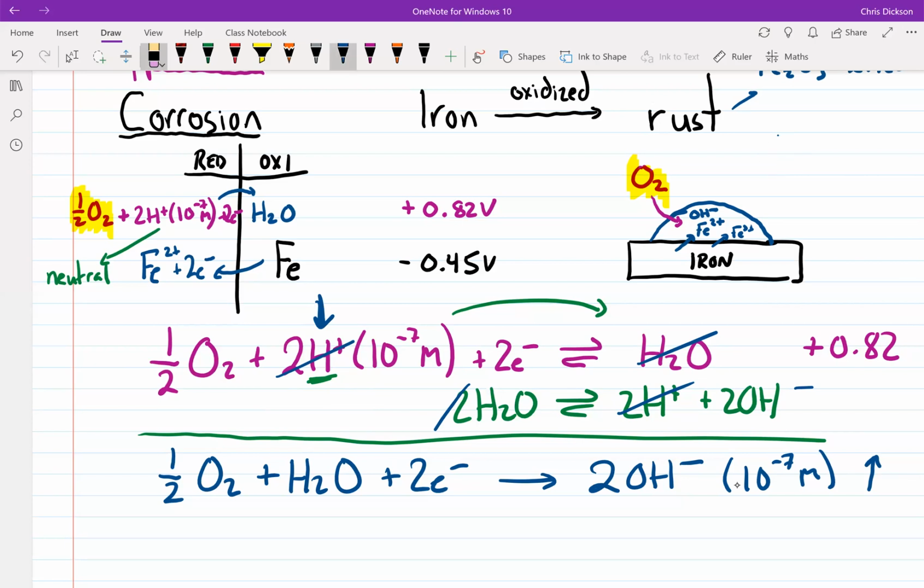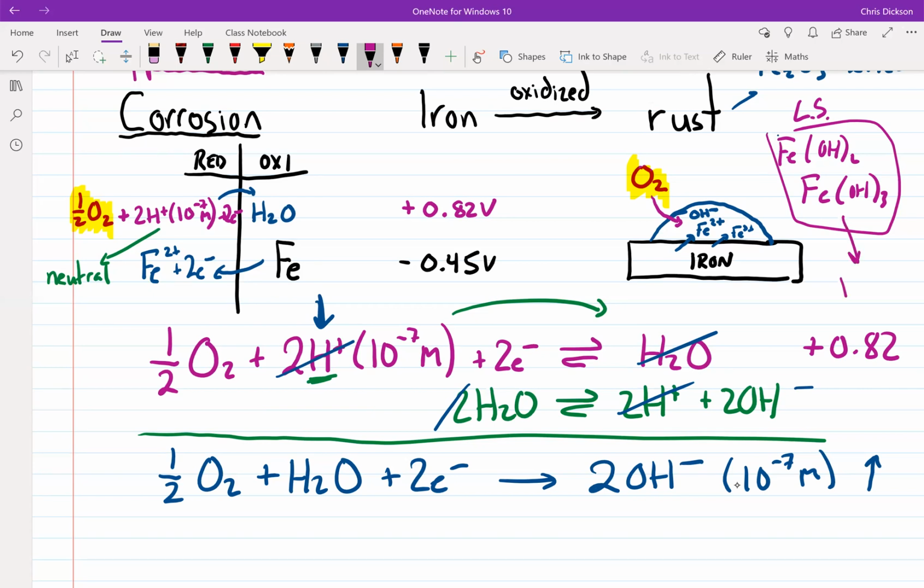You have Fe, if it's the 2+, it'll be Fe(OH)2 and Fe(OH)3. And what happens is these chemicals have very low solubility, and so they start to form a precipitate. And then those precipitates will undergo further redox reactions, and eventually you will wind up getting your Fe2O3.